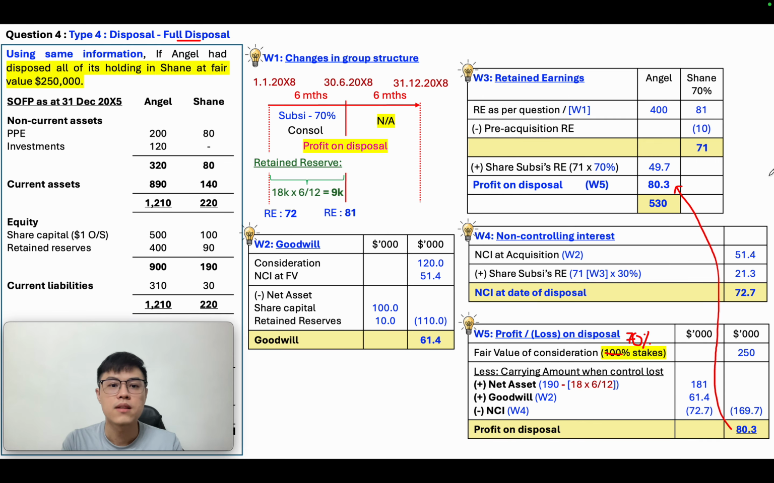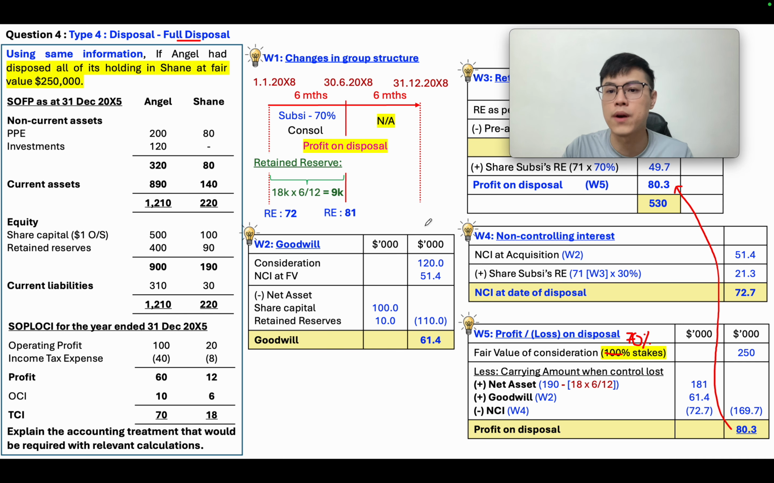So again, if you lost control, you will need to calculate the gain or loss of disposal, or I call it as profit or loss of disposal of subsidiary. So that's it for group disposal.